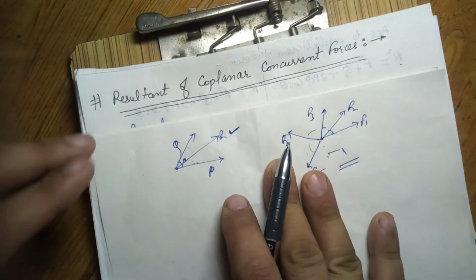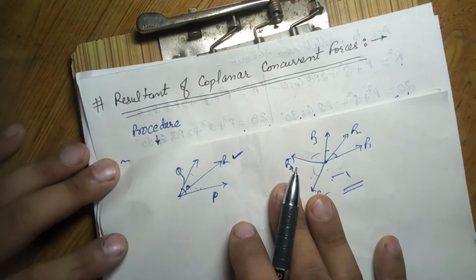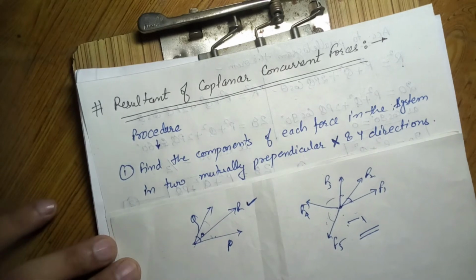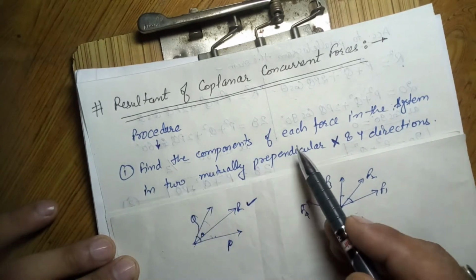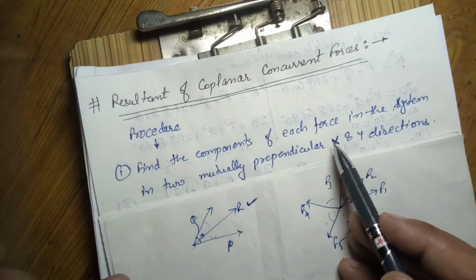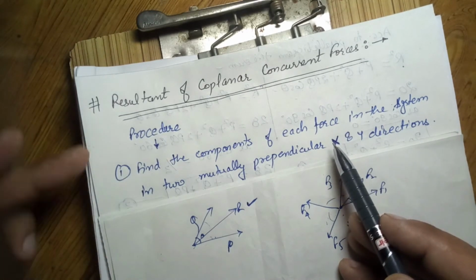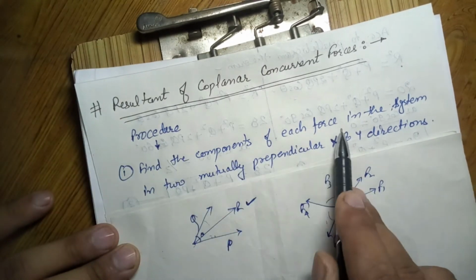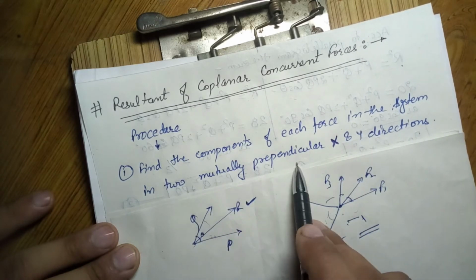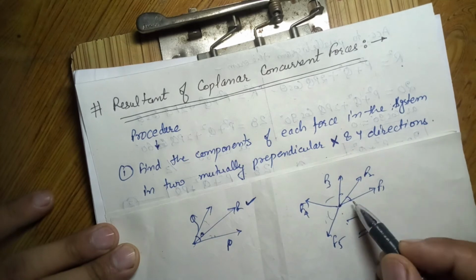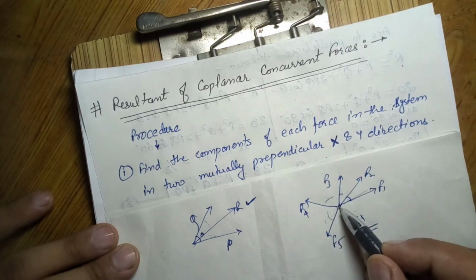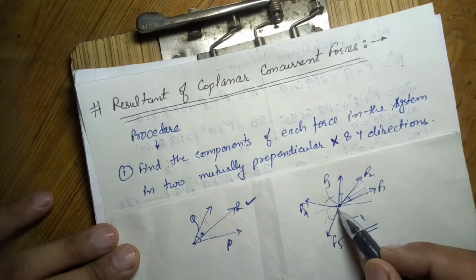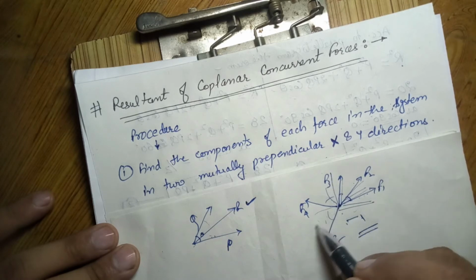Now there is a procedure to calculate this. Step by step I'll discuss that. The first step is to find the component of each force. First I will read out the steps, then I will show you in the diagram how we apply these steps in an actual problem. Find the component of each force in the system in two mutually perpendicular x and y directions. Means if a number of forces are given, for all the forces we have to find the components in mutually perpendicular directions, x and y.